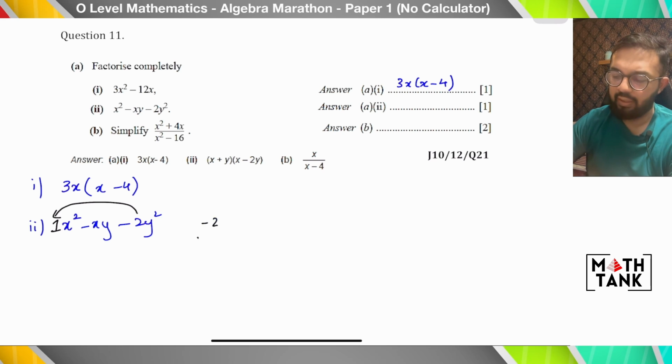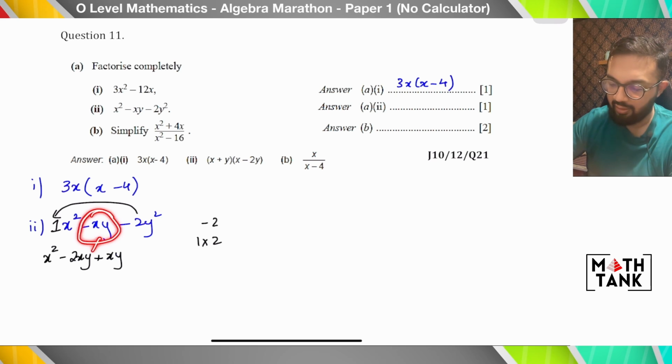So I have the factors of minus 2, those are simply 1 into 2, no other factors. So I'm going to have to arrange those only. I'm going to say that x squared minus 2xy plus xy. You see, I've broken the middle term into two components. Why have I done that? So that I could then take out a common.